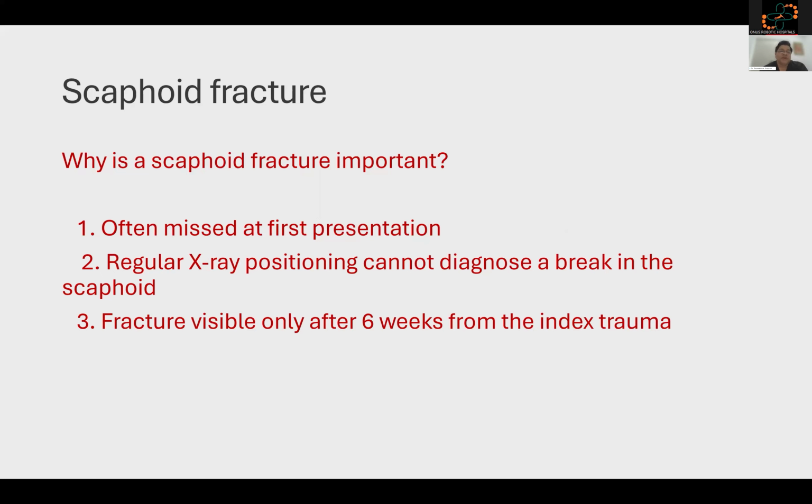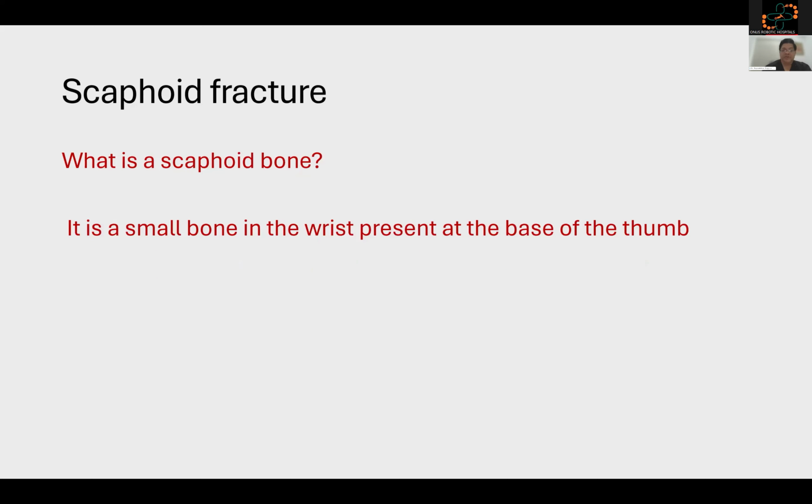Why is scaphoid fracture important? Because it is often missed at the first presentation, as it is not always seen on the X-ray. Regular X-ray positioning cannot diagnose a break in the scaphoid; you need to take special views. The fracture is visible only after 6 weeks from the index trauma, because by the time it is visible on X-ray, in most cases the fracture has also started healing. So if you have not treated it and missed the bus, you will land up in soup. The patient might land up with complications.